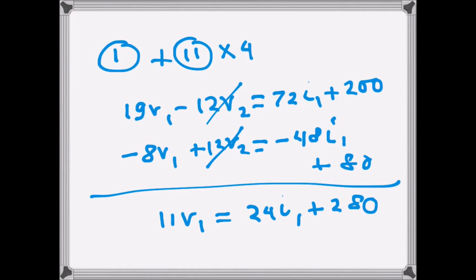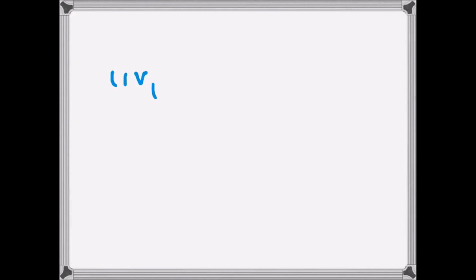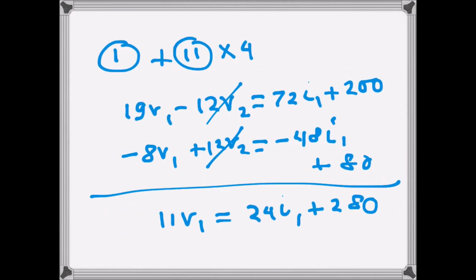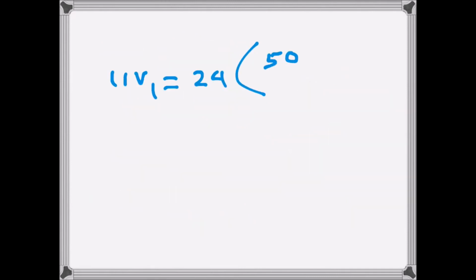I1 is not an independent unknown because it can be written in terms of V1, and that's what we will do now. So we will write 11V1 equals 24. Now I1 will be in terms of V1 because, watch it carefully, the current is going in that direction. That means (50 minus V1)/6 will be I1. 50 minus V1, not V1 minus 50. So (50 minus V1)/6 will be I1, and then plus 280.